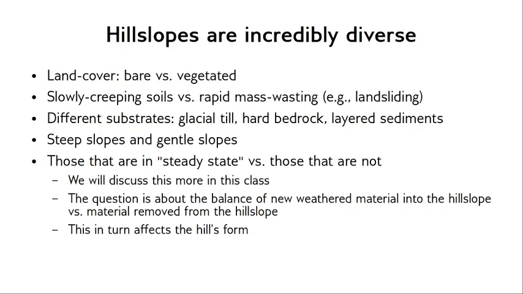And we're going to talk about topographic steady state a little bit later in the class, but the question here is: is there as much material coming up through weathering of the soils at the bottom? So is there enough new weathered material turning from bedrock or from whatever parent material it is into soil to replace the amount of soil that's being lost via hillslope creep or mass wasting processes? And this will affect the hillslope's form, and this will combine with the soil production functions to determine what the equilibrium soil thickness is on the hillslope.